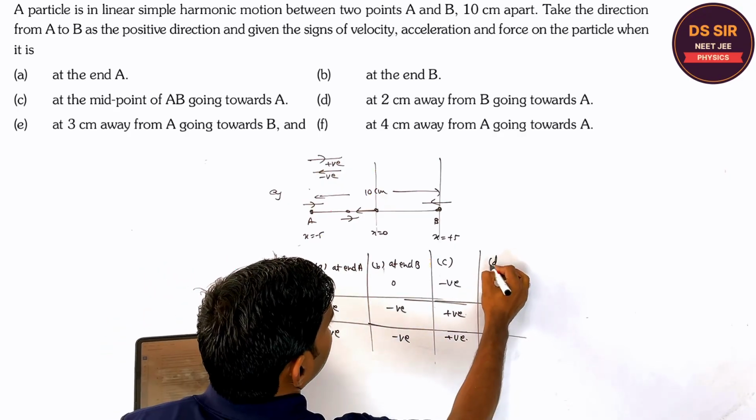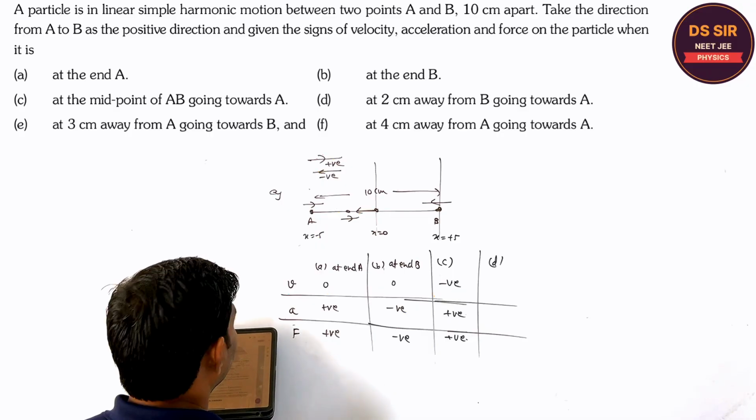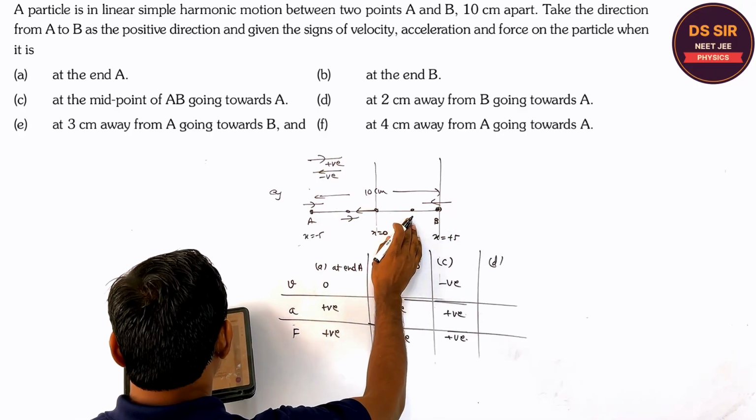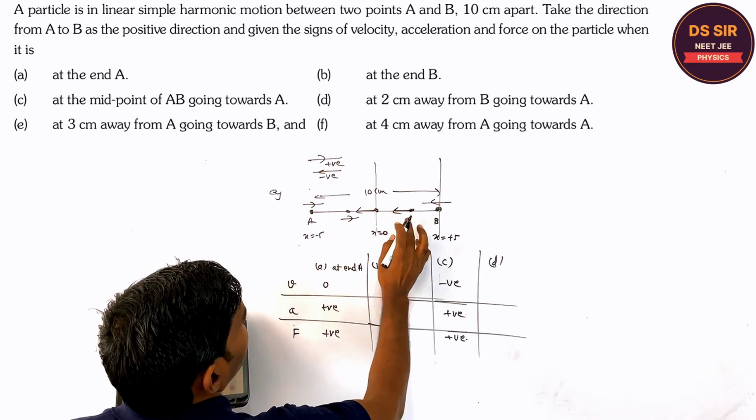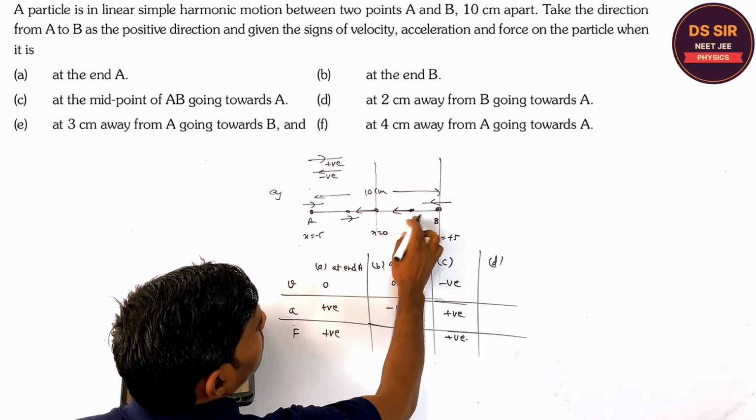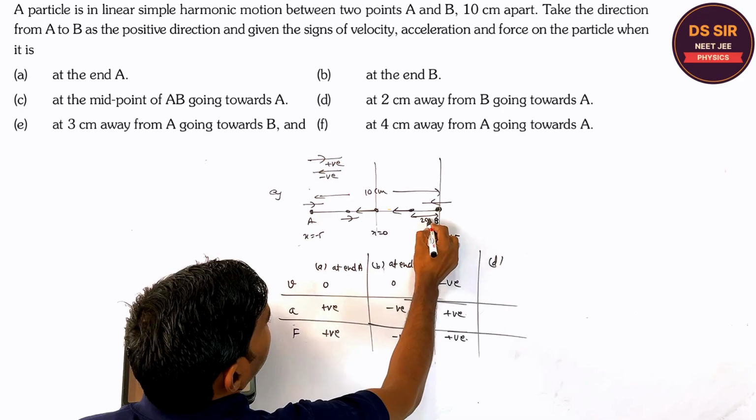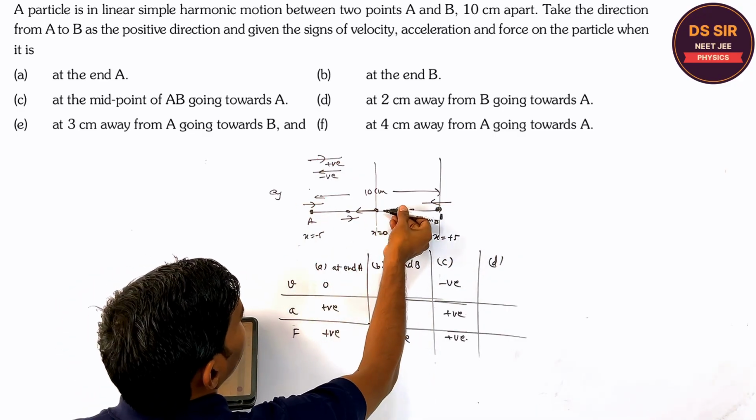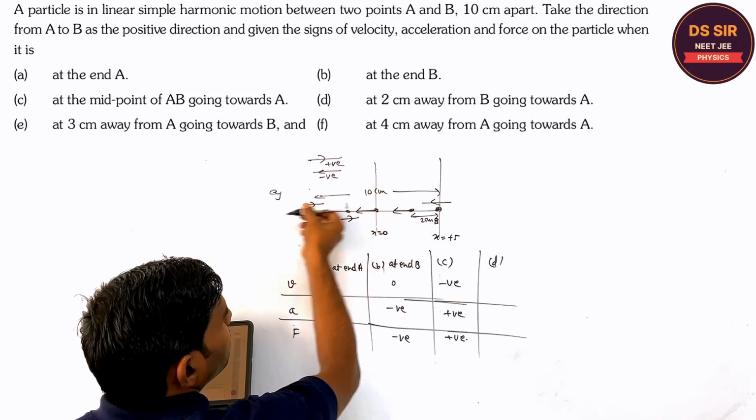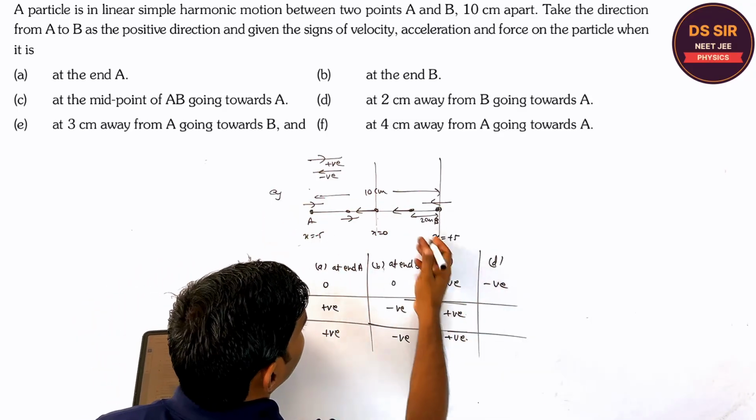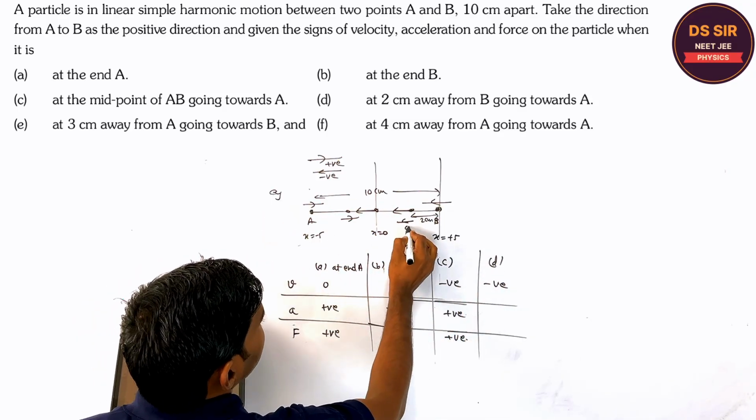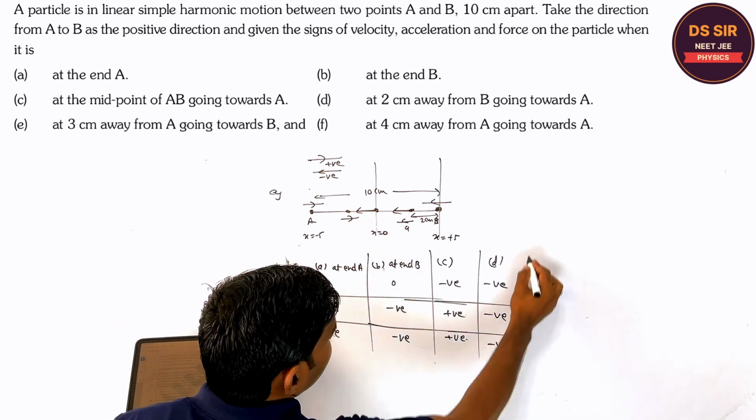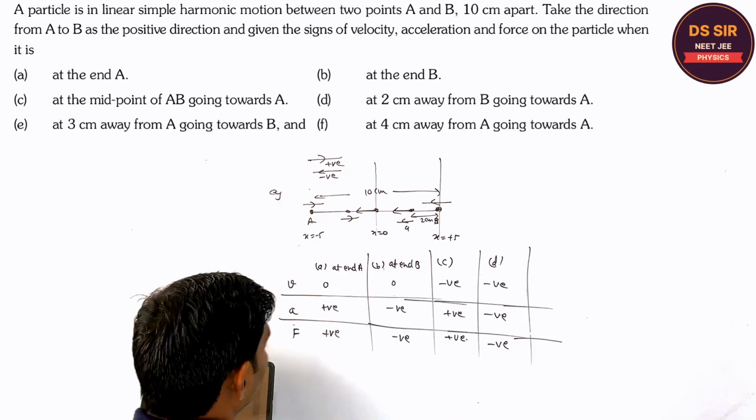The D part. What is the D part? 2 centimeter away from B, going towards A. This is the D part position, 2 centimeter away from B, going towards A. So this is the velocity direction. Velocity direction is negative. When it is in this direction, the acceleration is also in this direction. It is negative and the force is also negative. Is it clear or not?